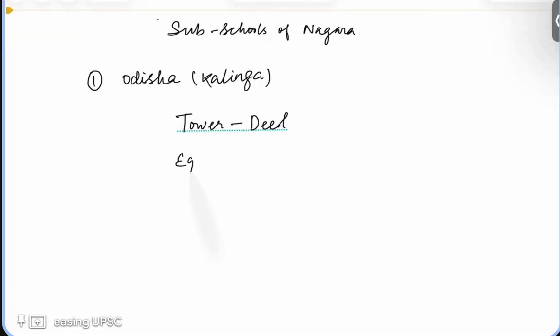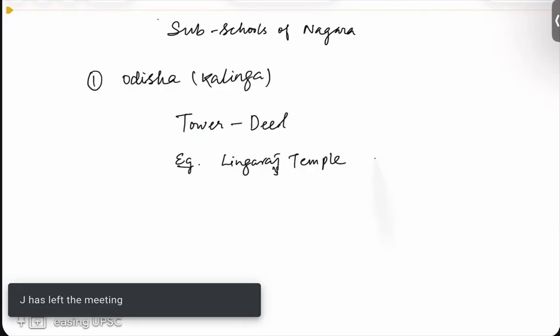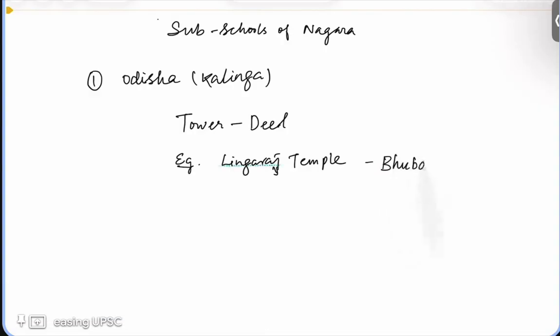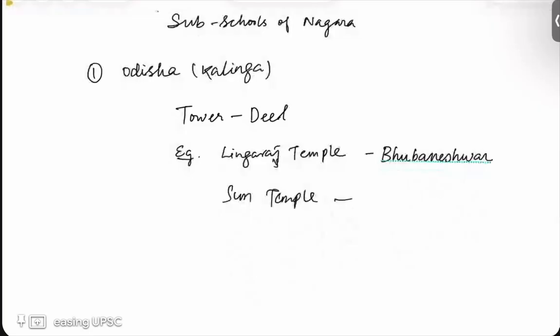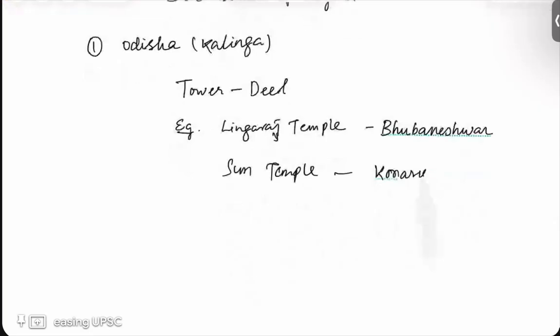Example, Lingraj temple. Where is it? Tell me, where is Lingraj temple? Karnataka. Oh, it's in Bhubaneswar. Sun temple, another example. Where is it? Konark. Yeah, Konark. Good.